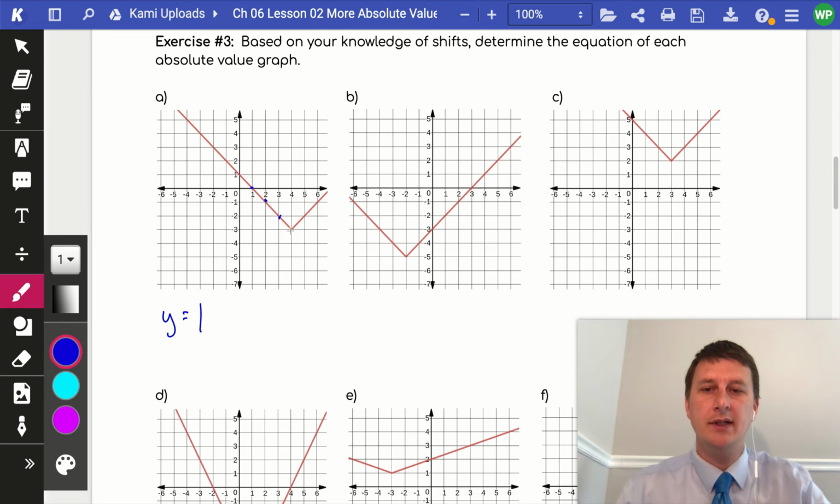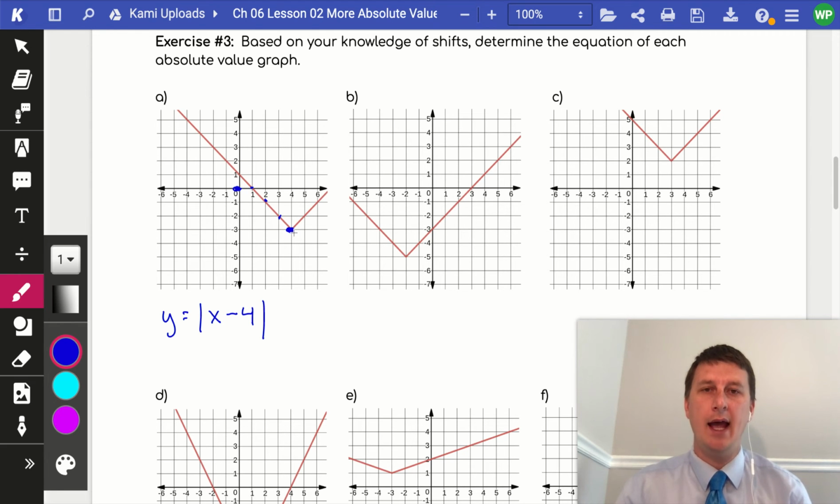Okay, so now we have to take a look at our vertex. How is our vertex shifted from the point (0, 0)? Do we go left or right? Well, we go right. How many units? 1, 2, 3, 4. So we shift right 4 units. And to shift right, we have to subtract inside our absolute value. So we're going to subtract 4 units inside our absolute value because this says to shift it right 4 units, which we've done. But now we also want to shift down 3 units.